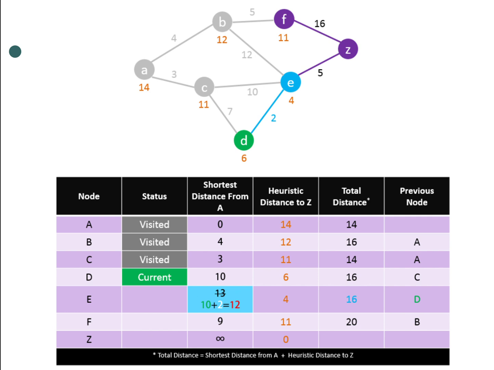We already traversed via C with 13 and via B with 16. When compared to B, C has the shortest path, 13. Now, while we are traversing via D, E has a shortest path of 12. So we neglect 13 and consider only 12. So the path is A, C, D, E. The previous node for E now is D, and the total distance has been reduced to 16.